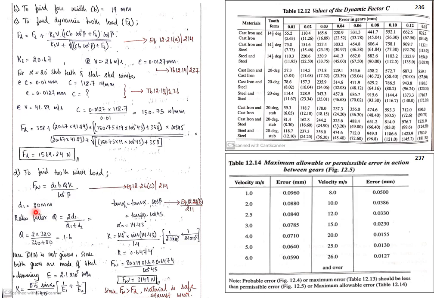Next, D1 is equal to 80 mm. We know the ratio factor Q. It is given below this formula itself. D1 and D2 are known, so just calculate the ratio factor.